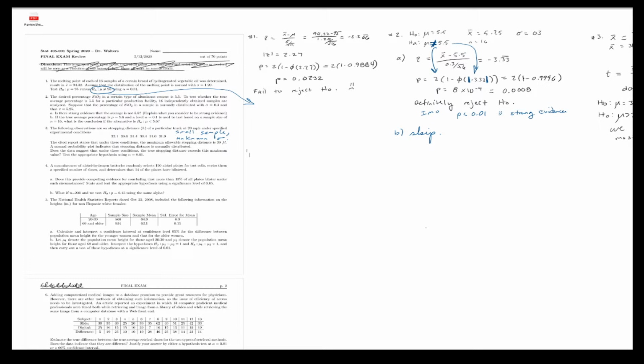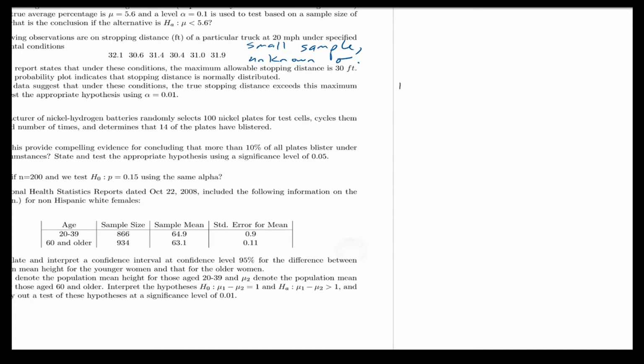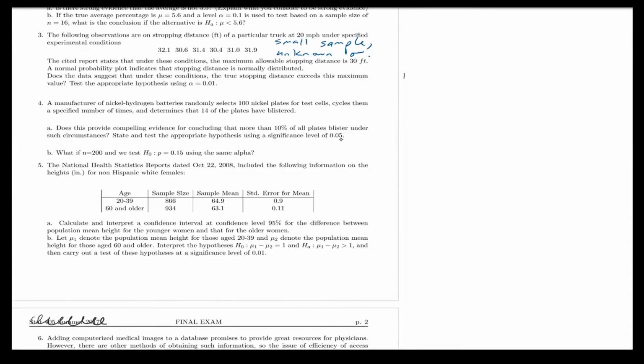All right, let's go to number 4 here. It says a manufacturer of nickel hydrogen batteries randomly selects 100 nickel plates for test cells, cycles them a specified number of times, and determines that 14 of the plates have blistered. Does this provide compelling evidence for concluding that more than 10% of all plates blister under such circumstances? State and test the appropriate hypothesis using a significance level of 0.05.